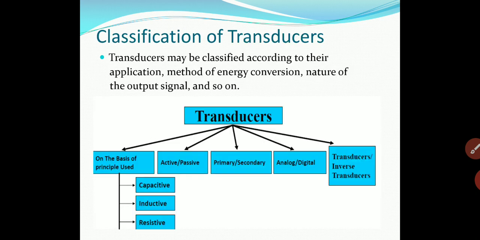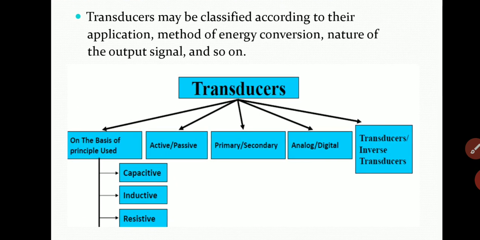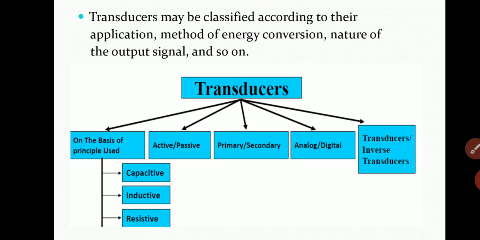So let's start with the classification of transducers. Transducers may be classified according to their application, method of energy conversion, nature of the output signal, and so on. Broadly, it can be classified into 5 categories. First category is on the basis of transduction principle used. In this, it can be capacitive, inductive, resistive broadly. There are many more categories also in this principle of transduction, but broadly we can classify into 3 major categories, that is capacitive transduction, inductive transduction, and resistive transduction.